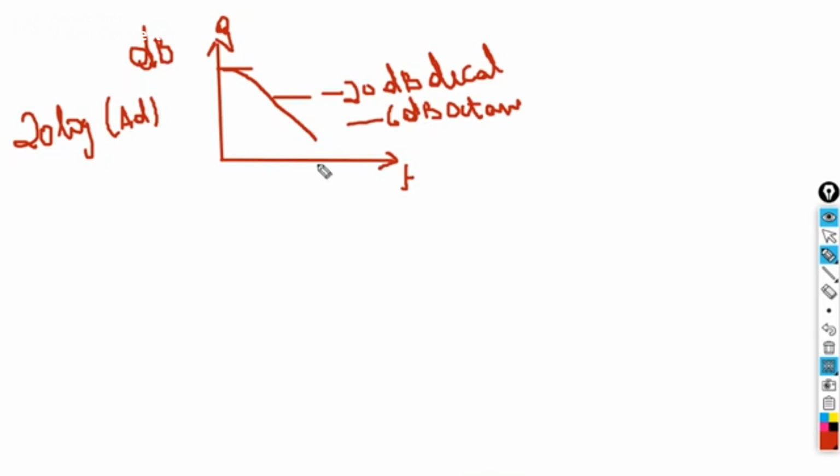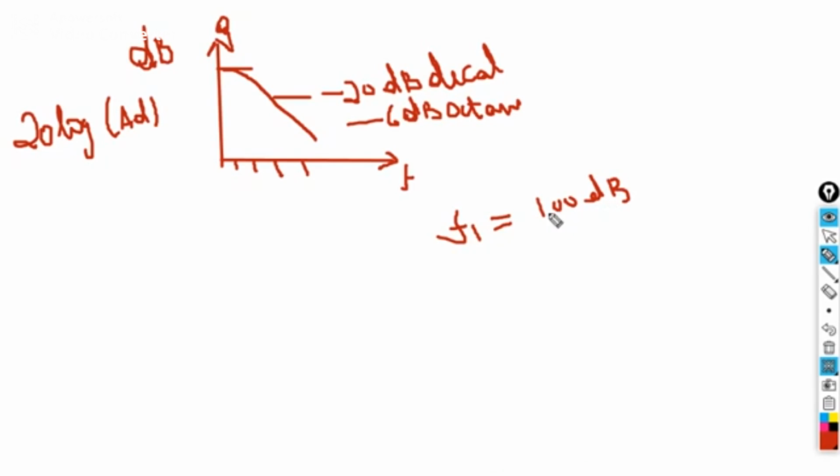20 dB per decade means we plot the frequency over a decade scale. This is 1, this is 10, this is 100, this is 1000, this is 10,000, and so on. So the gain decreases 20 dB per decade. For example, if F1 is my frequency, at F1 the gain is 100 dB.